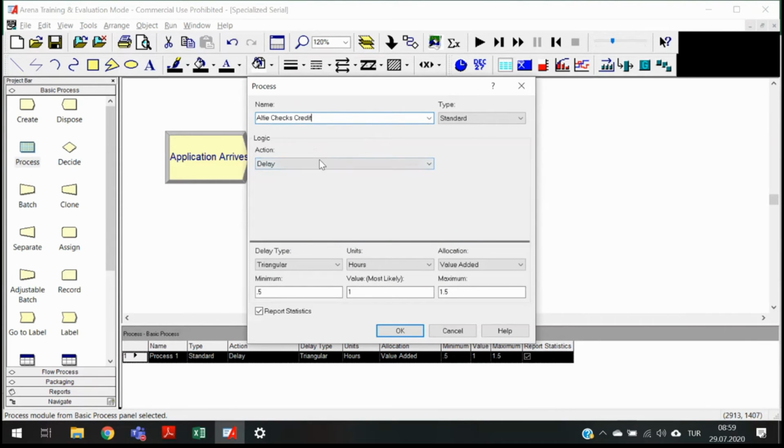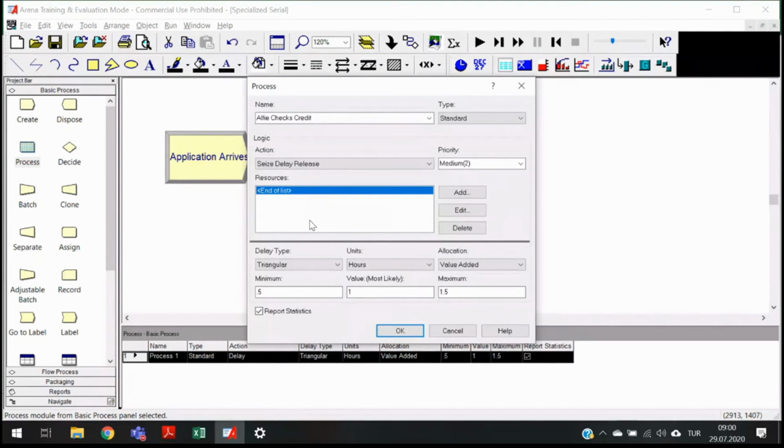And what type of action do we have? Remember from last week, we need to select seize, delay, release. Why? Because every entity here is going to seize Alfie first and ask him to do the operation. So they are going to delay Alfie for a while. Then they are going to release Alfie and move to the next process.